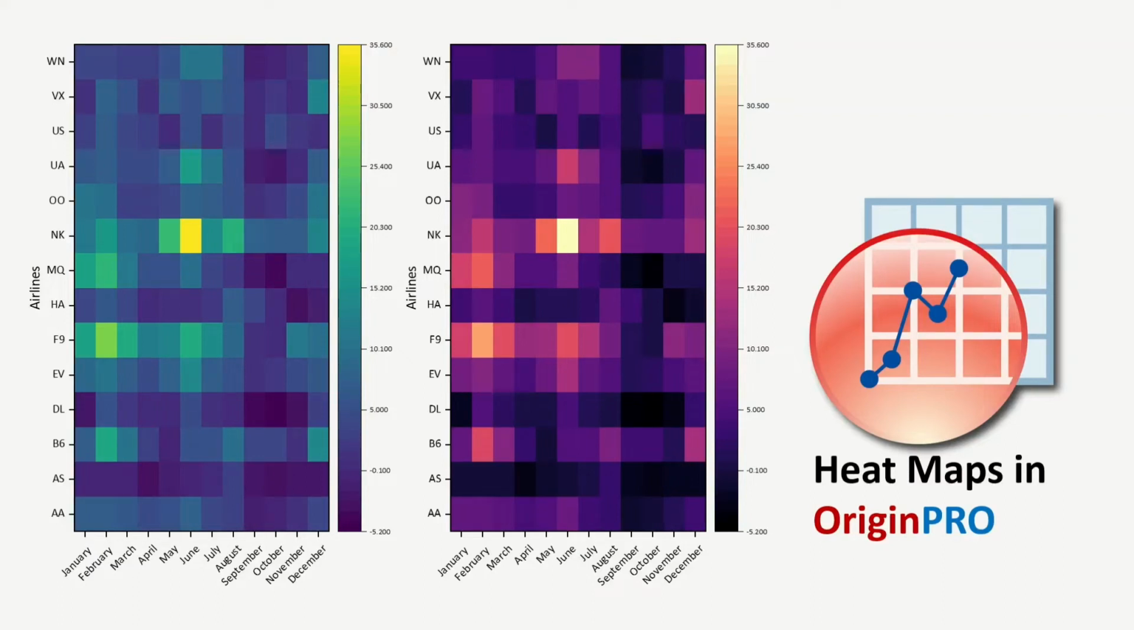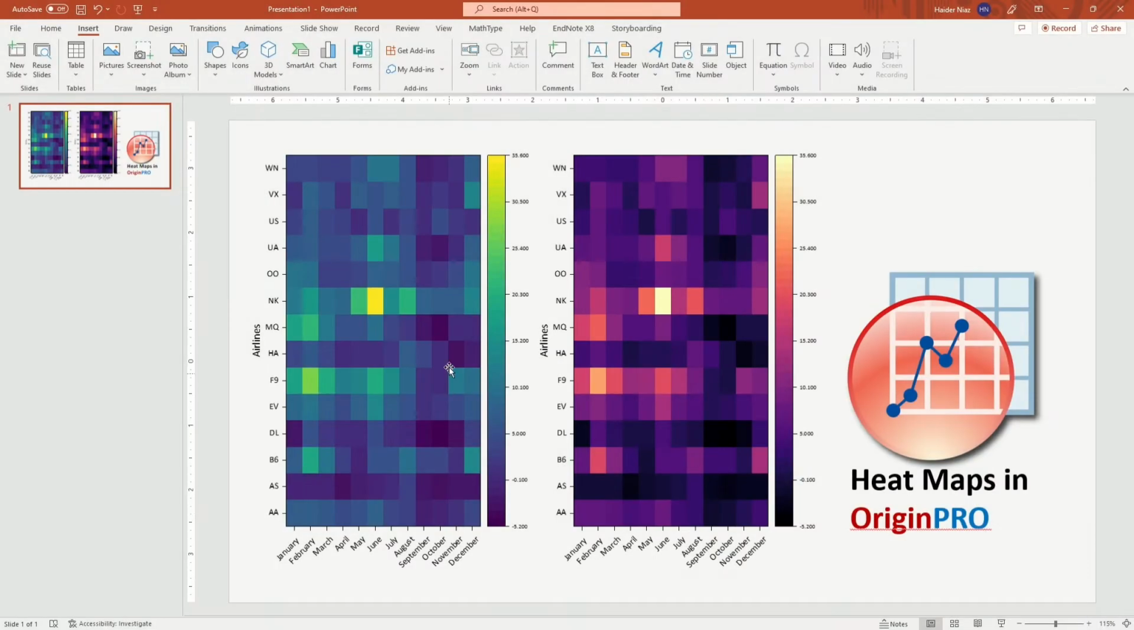In this video we're going to learn how to make a heat map in OriginPro in a really easy and simple way. Let's get started. So these are two heat maps, with the same data but different color and design. I will show you how you can make a heat map in OriginPro.